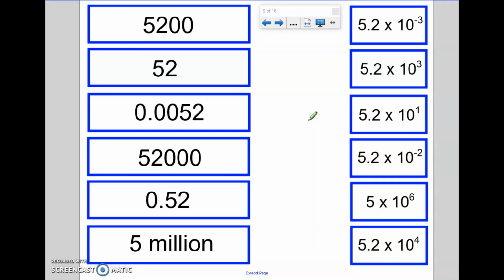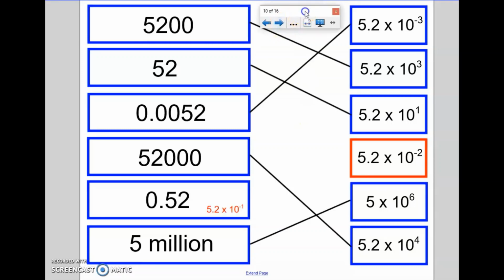Okay, welcome back. I'll just quickly go through my solution. And my solution looks like this. You can see where I've matched things up. 5,200, my decimal place started there. 1, 2, 3. So I'm dealing with 5.2 times 10 to the power of, and it's a positive 3 because I moved the decimal place 3 to the left.